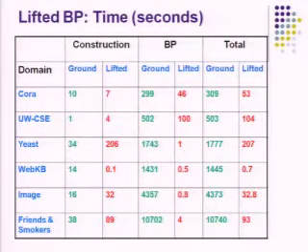So here are the results. This is on time, so I am comparing the ground version and the lifted version. There are 3 times: the construction time, BP, and total. Construction time is the time taken to construct the network. BP is how much time it takes to run the belief propagation algorithm, and the total time is essentially the sum of these 2.